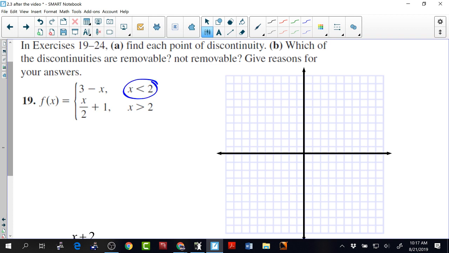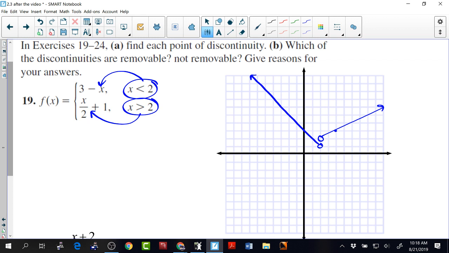So let's plug 2 into x, and we get 3 minus 2 is 1. We have the point 2, 1. Open dot there. Now this is a line, and the slope is negative 1. Something like this. That's on the left side of 2. On the right side of 2, we'll start with 2. 2 over 2 is 1, plus 1 is 2. And this line has a slope of 1/2, up 1 over 2. Something like that.